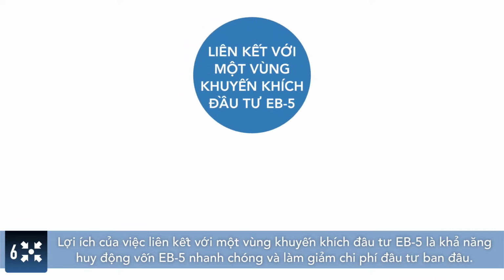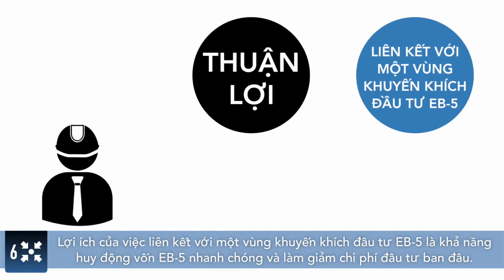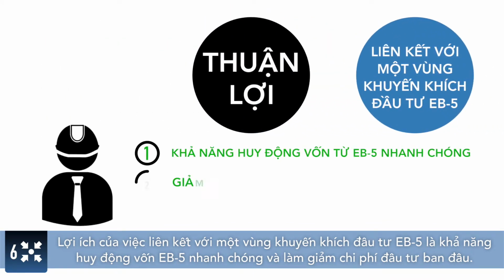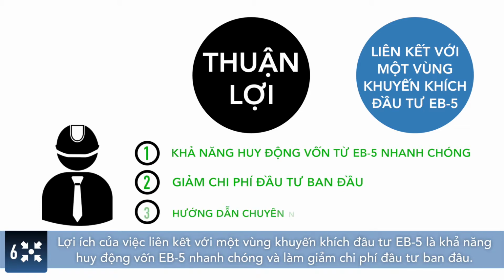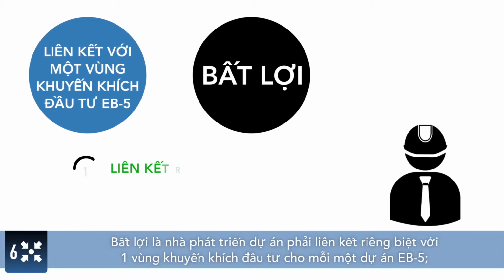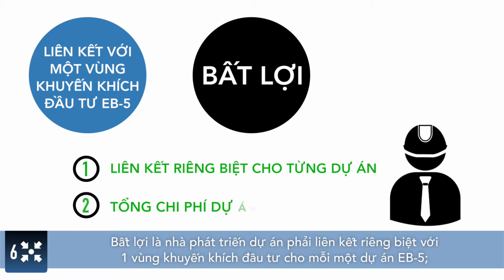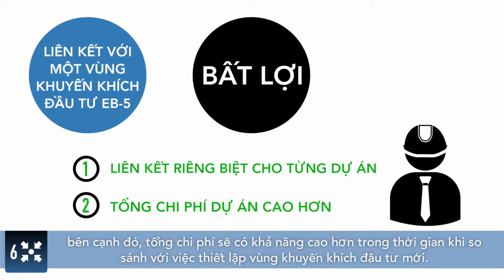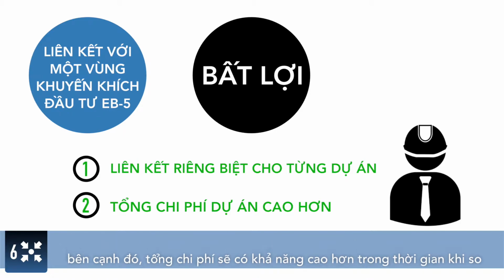For affiliating with an existing EB5 regional center, the benefits are an expedited EB5 fundraising timeline, lower upfront costs, and the benefit of working with an experienced and professional EB5 regional center operator who can help guide you through the EB5 process. The cons are that normally, the project developer must affiliate with a regional center separately for each EB5 project it pursues. Also, the total fees are likely to be more expensive in the long run compared to setting up a new regional center.